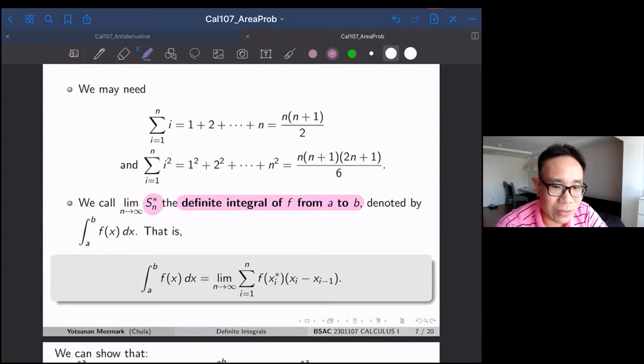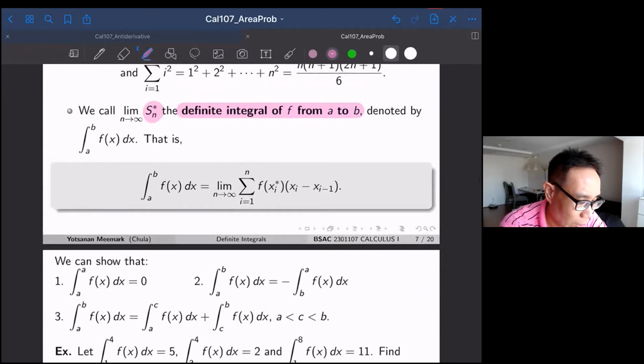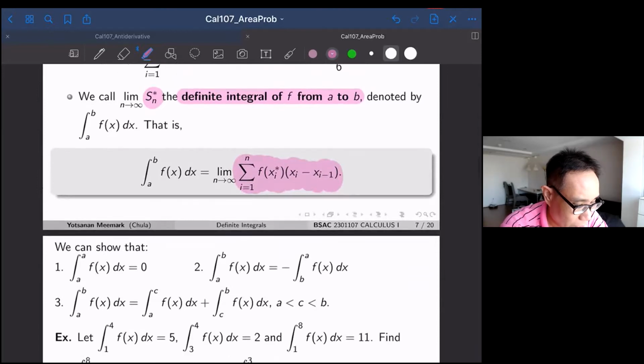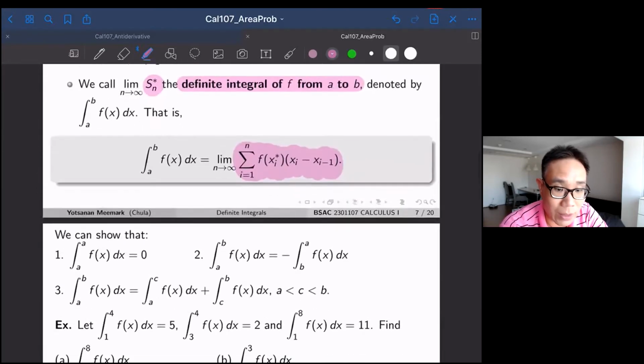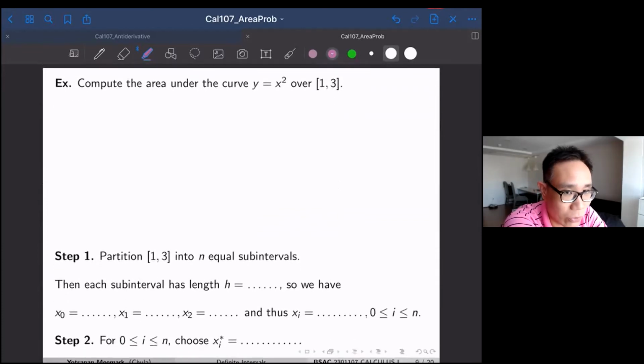Actually, in practice, it's not necessary, but we're going to do one example that asks you to use the Riemann sum technique to compute the integral from a to b. It's the limit as n goes to infinity of your Riemann sum. The pink one is the Riemann sum. This is what I will teach you first, and then we'll compute it more easily using the fundamental theorem of calculus. So let's do this example.